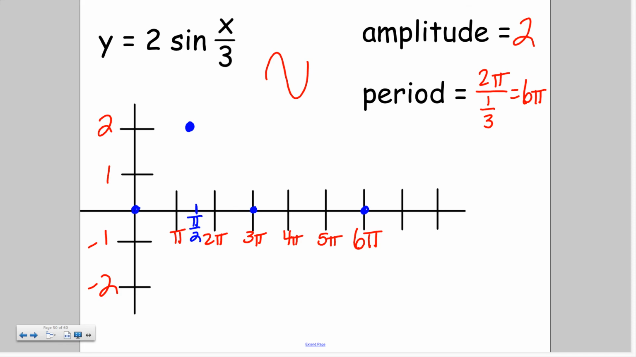Then we're going to find the middle between 3 and 6. And that's 4 1/2 pi. Oops.